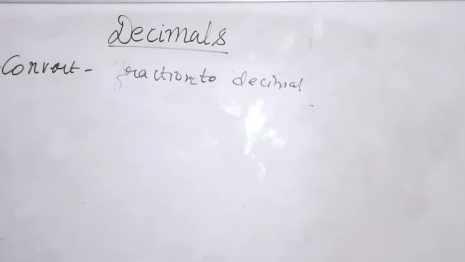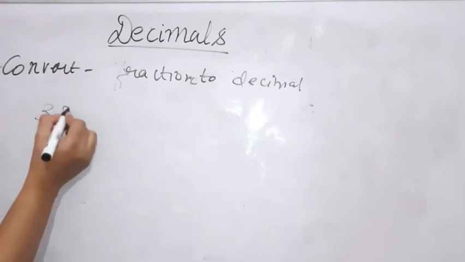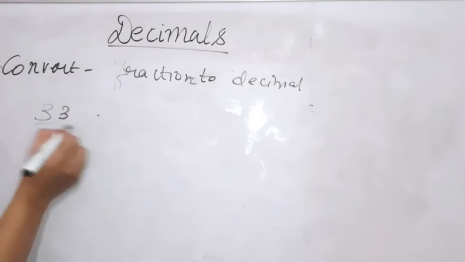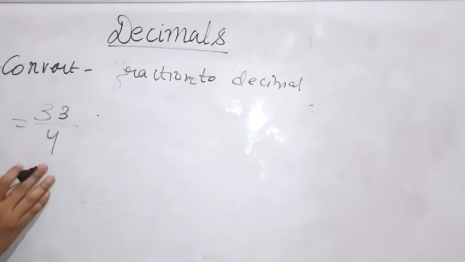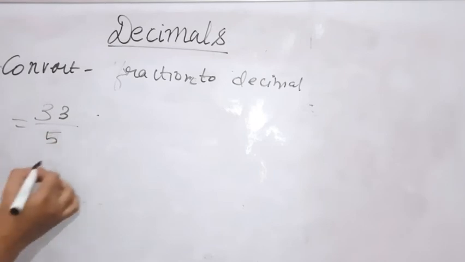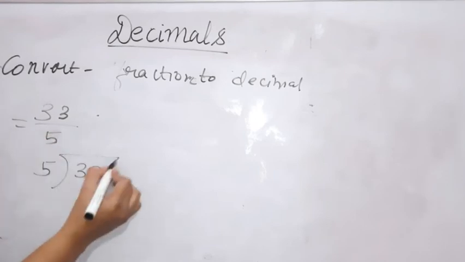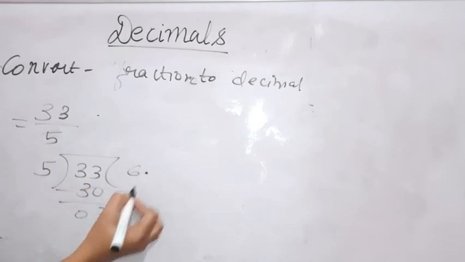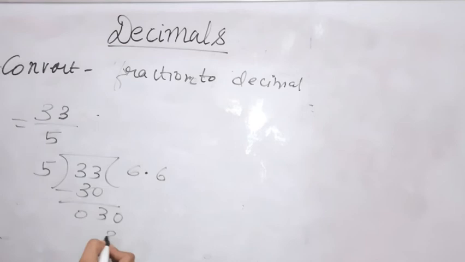If we want to convert 33 into a decimal, how will we convert? If you are dividing it with 5, not with 4. So 5 6s are 30. 3 remainder is left. Just add a decimal point, add 1 zero. Then again 5 6s are 30. So we have obtained 0 as the remainder.